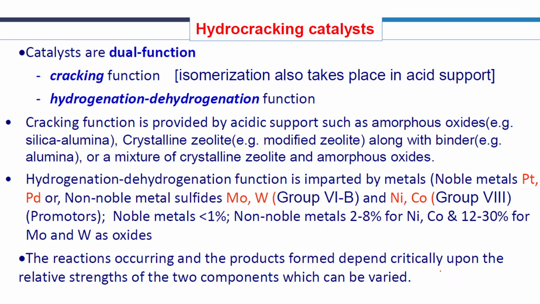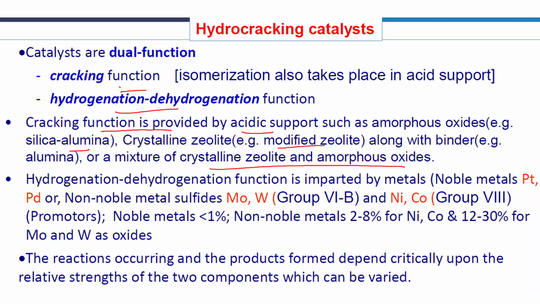Various catalysts are used during the hydrocracking reaction. Catalysts are dual function. The first function is cracking, that is isomerization cracking, and the second one is hydrogenation. So firstly cracking takes place, and secondly the addition or subtraction, that is hydrogenation or dehydrogenation, of the hydrocarbon takes place. The cracking function is provided by acidic support such as amorphous oxides, for example silica alumina, or crystalline zeolite, that is modified zeolite along with binder, or a mixture of crystalline zeolite and amorphous oxides.